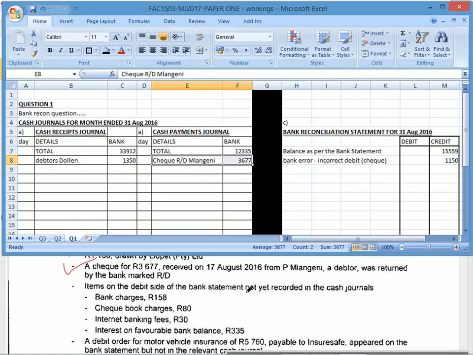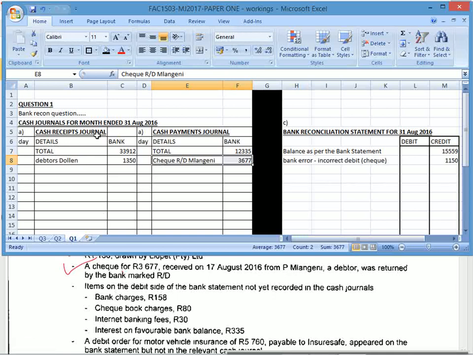Items on the debit side of the bank statement not yet recorded in the cash journals. Whose books are correct? The bank's. Is the bank accounting for these expenses? Yes. You're looking at your bank statement and you can see all these different line items. Do you account for those line items as well? Yes, you should. Okay, I don't have them yet, so I'm going to record them.